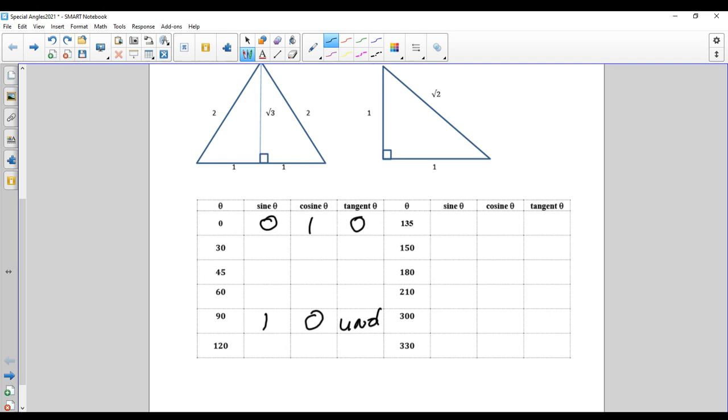Let's go to 180 now. Fill in what you think is going to happen for 180. Put the 180 on your chart right now. You put in what you think the sine, cosine, and tangent are at 180 degrees. Put it in for yourself before I put it on the calculator. What do you expect the sine, cosine, and tangent to be for 180 degrees? That's what I need you to do right now.